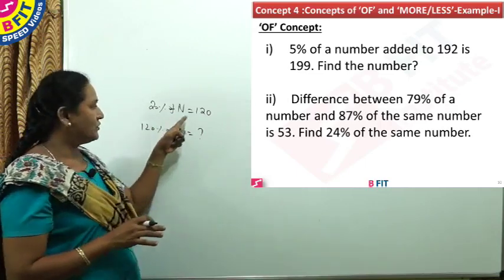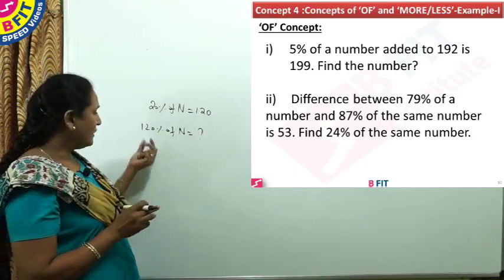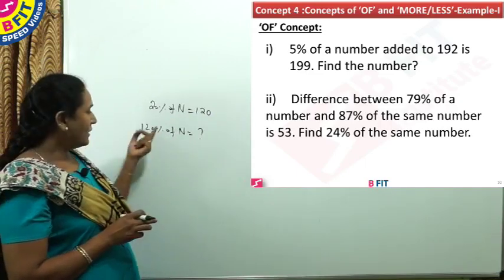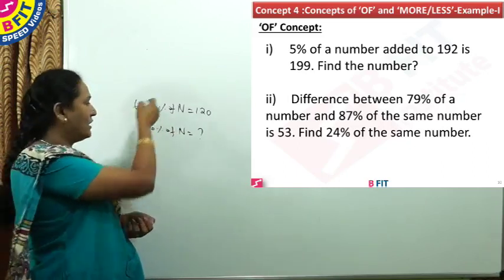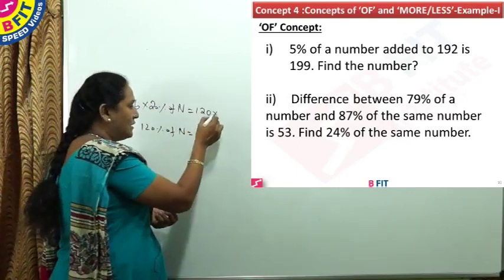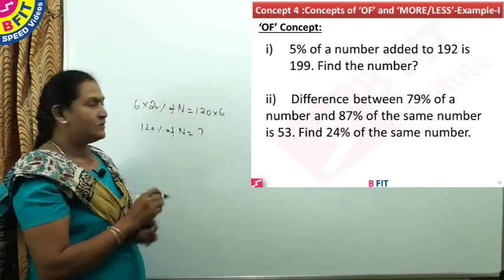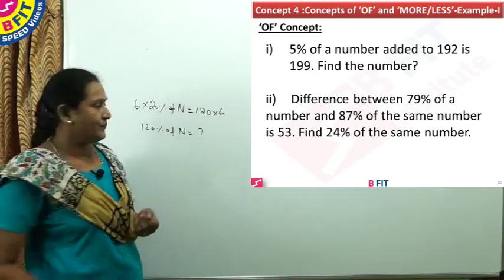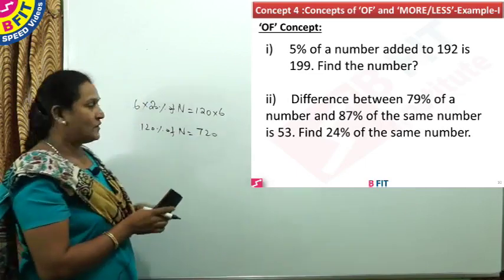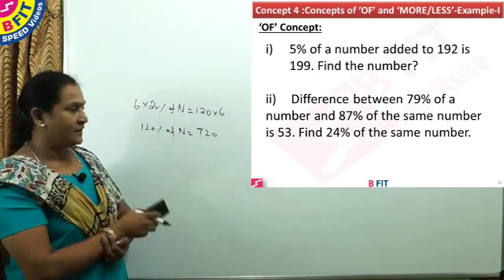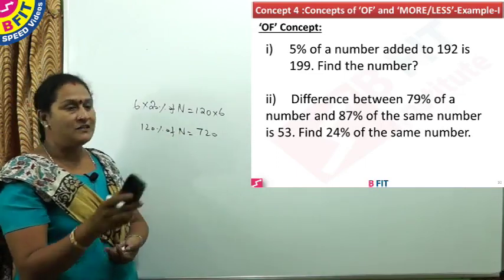So 20% of n is 120, and we need 120% of n. How can you get 120 from 20? Multiply it with 6, you get 120%. So multiply the right hand side also with 6. So what is 120 into 6? It is 720. So easily with the question itself, you can get the answer. So we'll see the next question.